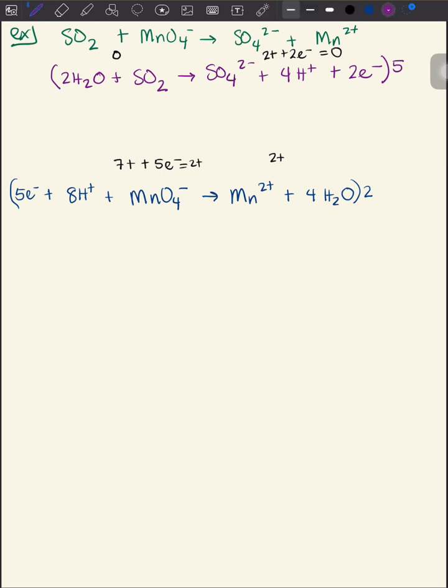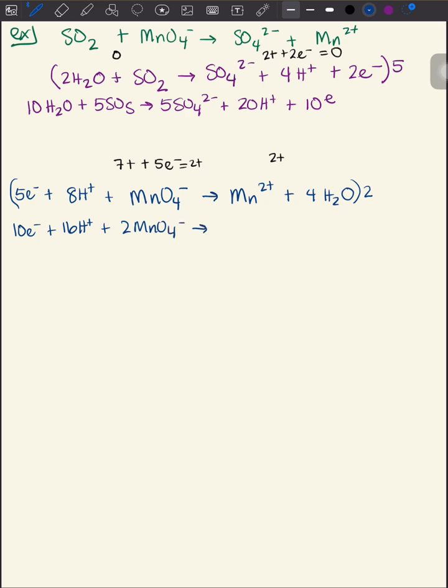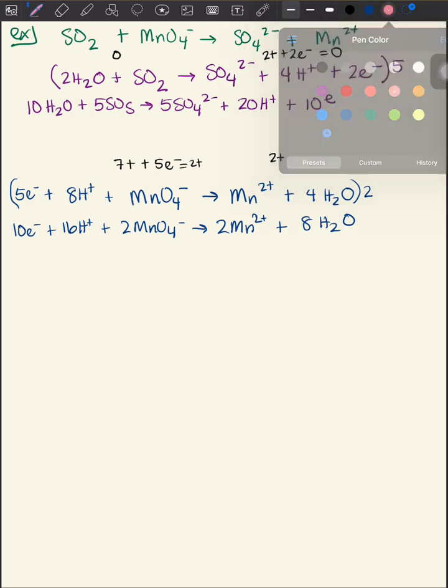So when I multiply this out, I should get 10 water plus 5 SO2 yields 5 SO4 2 minus plus 20 hydrogen ion plus 10 electrons. And when I multiply the bottom one out, we will get 10 electrons plus 16 H plus 2 permanganate to yield 2 manganese 2 plus 8 water. Now I'm going to combine those 2 reactions together.